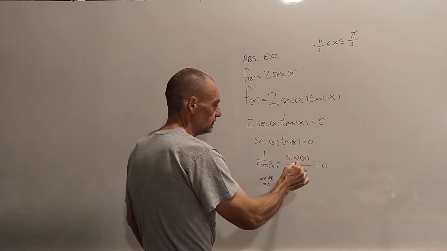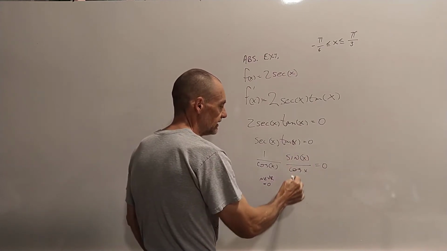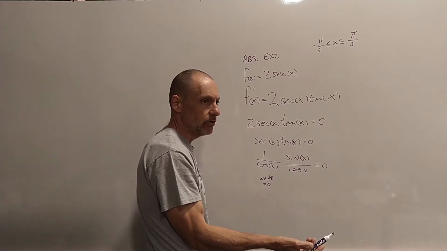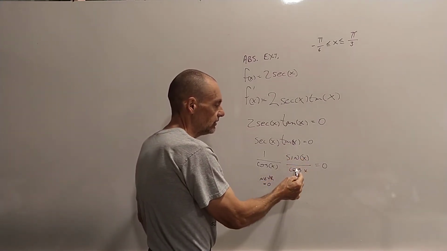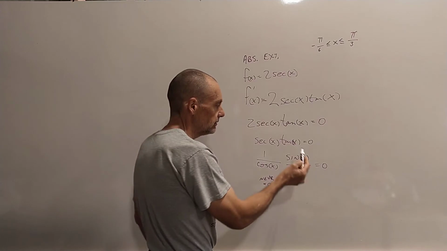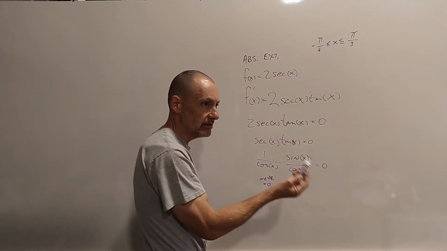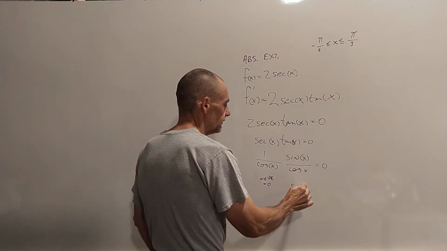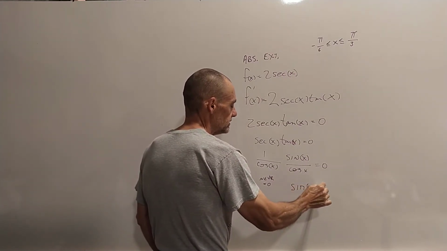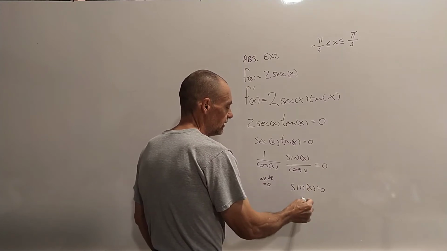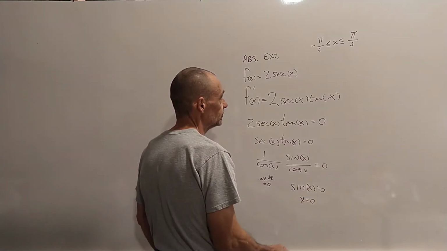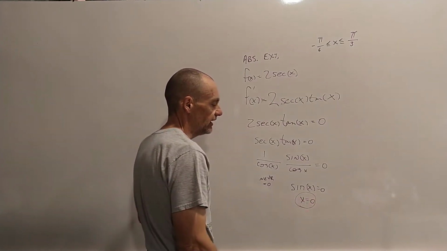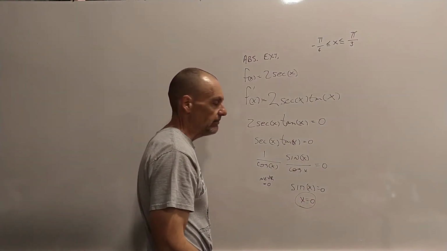And this is going to be 0 when sine x equals 0, because when cosine x is 0, this thing wouldn't exist. Cosine of 0 is 1, sine 0 is 0, so 0 actually works here. So this boils down to sine x equals 0, and we know that that means x equals 0. That's in our domain. So we're kind of done, but we don't know whether this is a maximum or a minimum, okay?